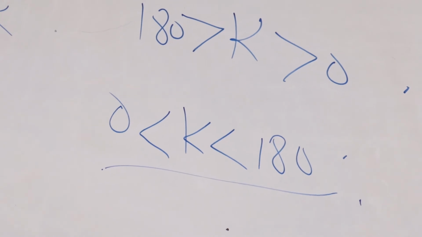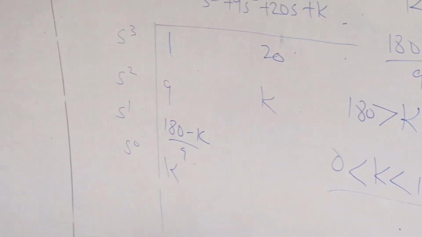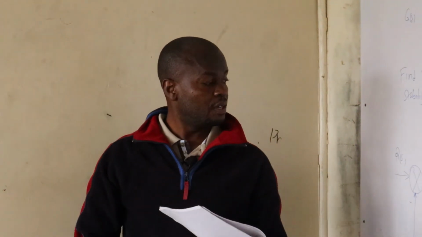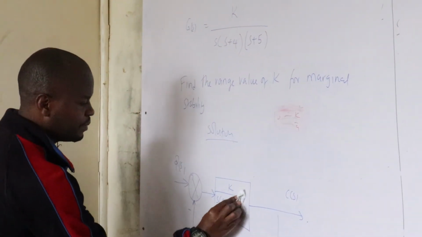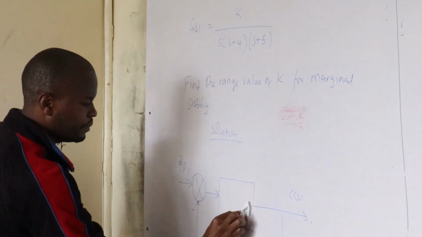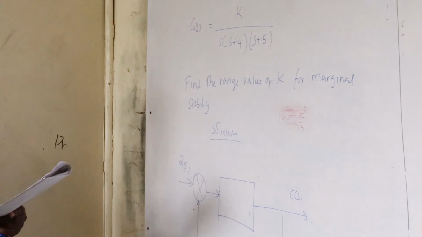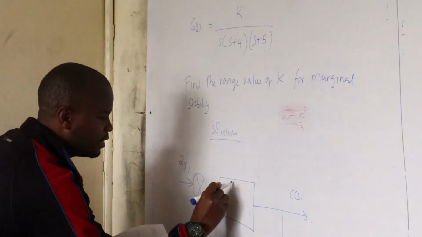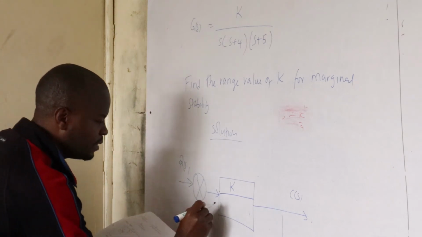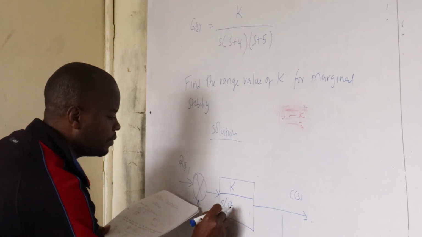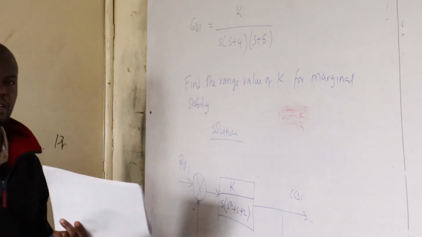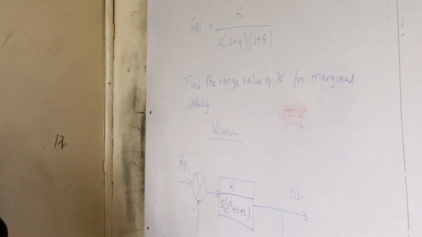I think we can do the same for another one. In the figure below, find the value of k for marginal stability, and also determine the natural frequency of oscillation.